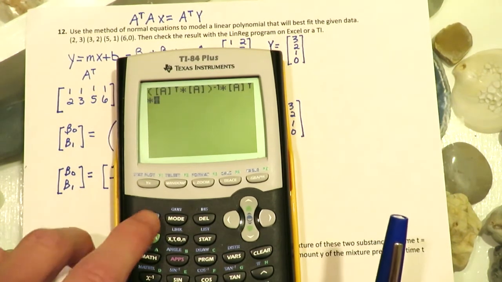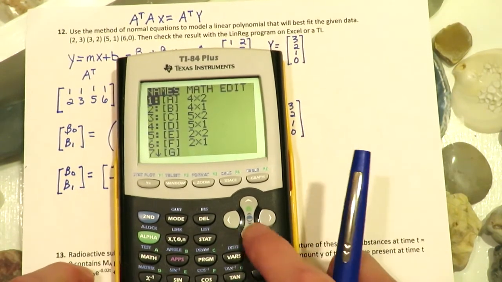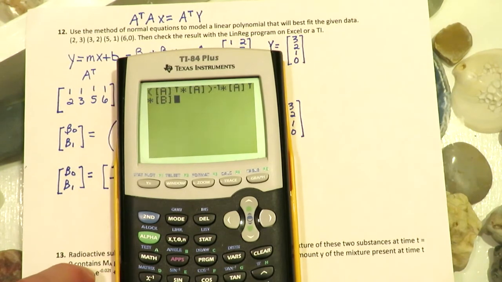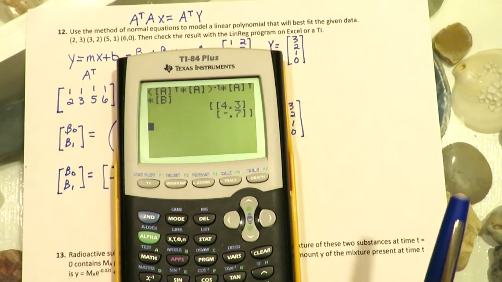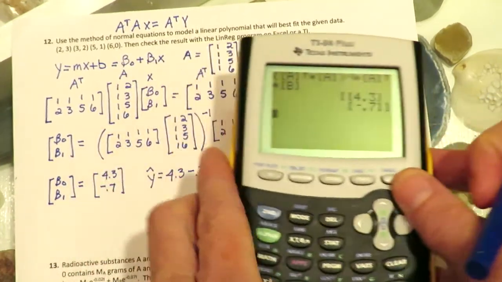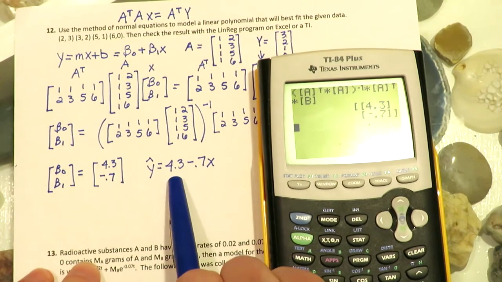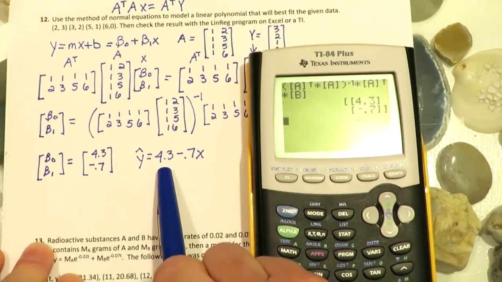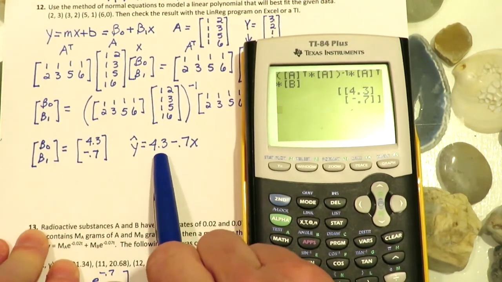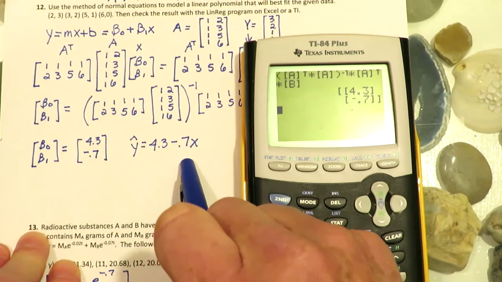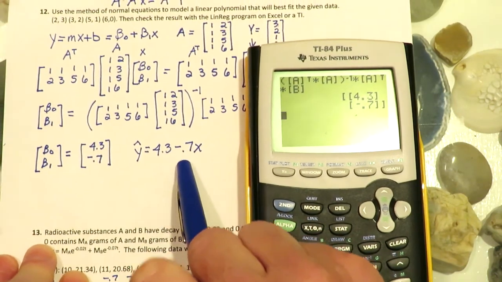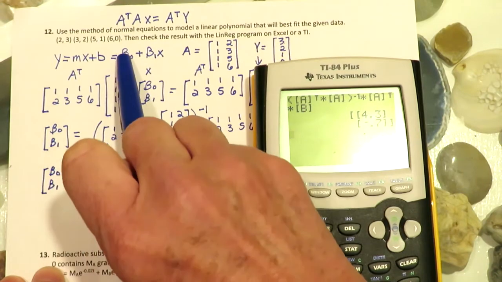And then we're going to multiply by the vector of y's, which was in B, and we get beta naught of 4.3 and beta sub 1 of negative 0.7. So setting that over here, that means that our best fitting line has a y-intercept of 4.3 and a slope of negative 0.7. So this line best fits this set of data.